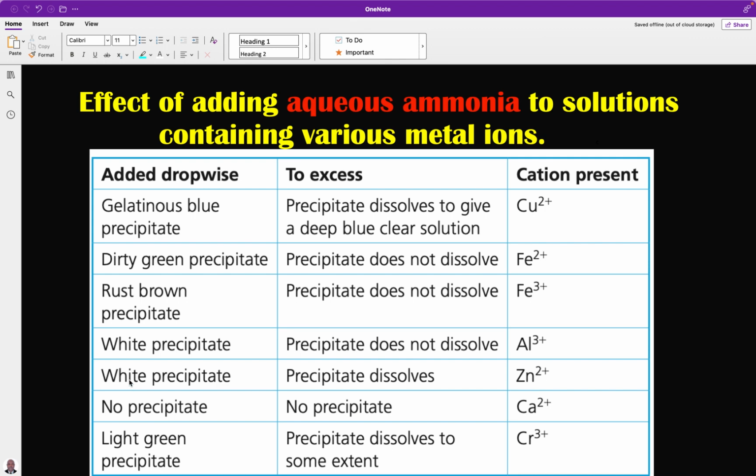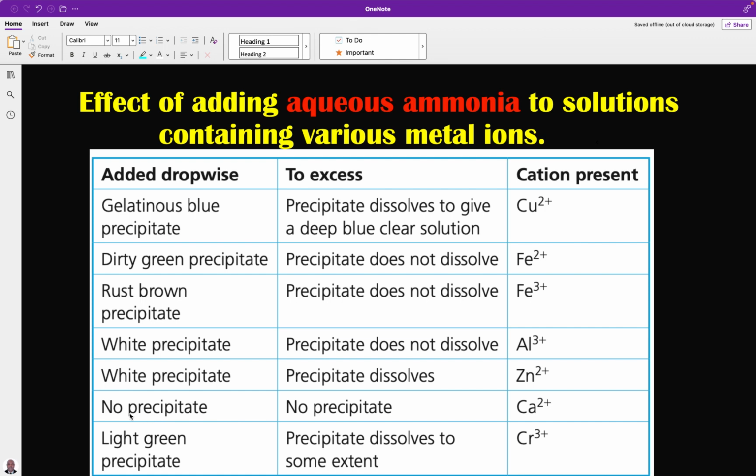Then let's take another unknown salt solution. We add aqueous ammonia to it. Our observation is a white precipitate again. Then we add the aqueous ammonia to excess, and we observe that this time around the white precipitate dissolves. Then our conclusion, or the likely cation present, will be that zinc ion is present there.